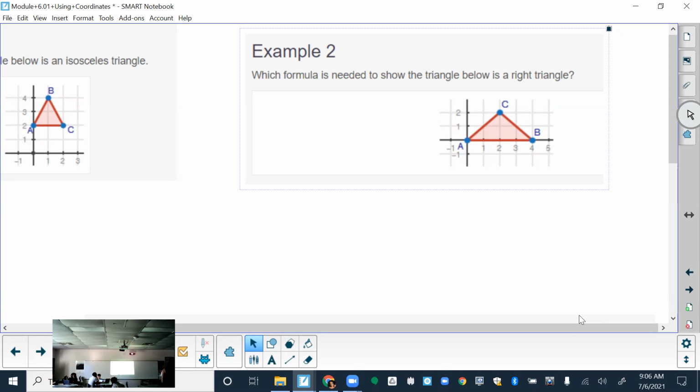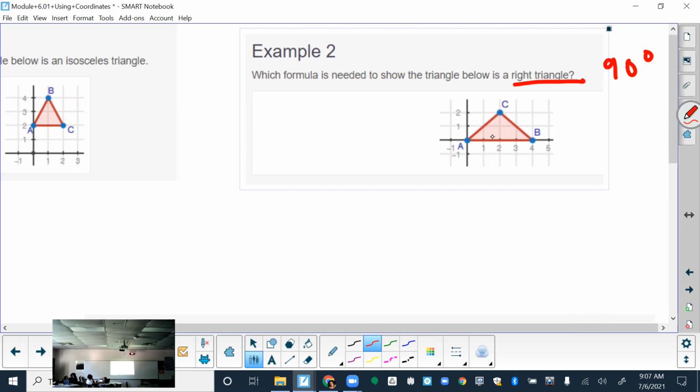I don't know, because with right triangles, the side lengths could be anything, right? So saying that the midpoint is this, I don't think would show that it's a right triangle. But what's unique about right triangles? The sides could be any length, all the sides could be different, but what's true for all right triangles? They make a 90-degree angle.